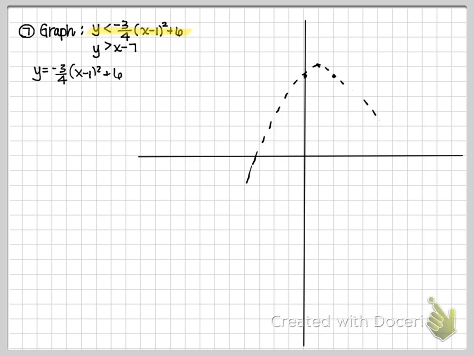Since your A is negative, we knew that the parabola was going to be facing down. All right, so we've got that one. And then I want to do y is less.